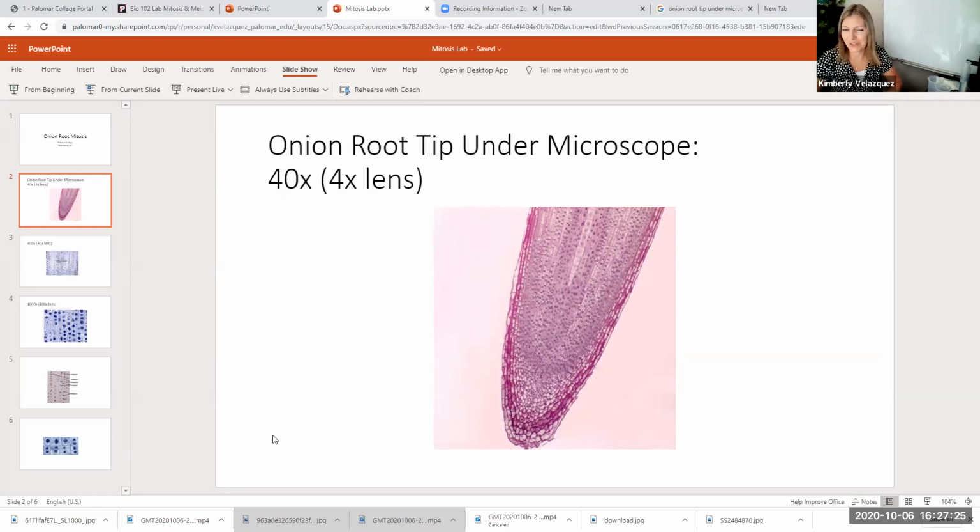Since we're not in the lab, the best we can do is show you a video of what you would be looking at. So if you first put that slide under the microscope, this is what you would see. You would see an onion root tip. Onion root tips, you can imagine, the root is rapidly dividing.